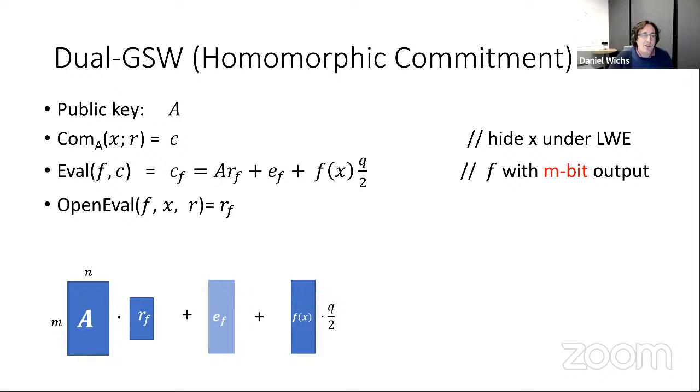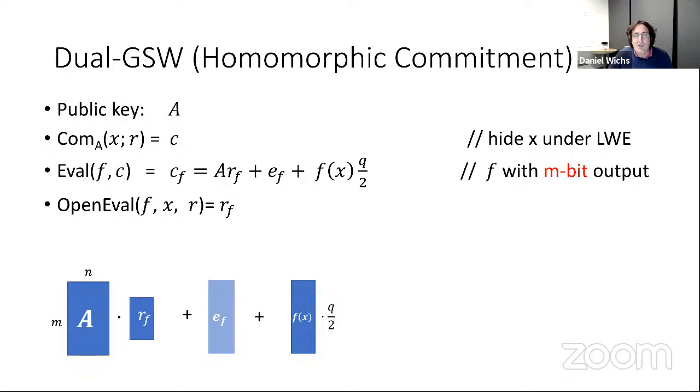And I can open this commitment by giving you the value R sub F. You can subtract out A times R_F from the commitment, and you get f of x times q over 2 plus the error, which lets you correct out the error and recover f of x. So essentially, this R_F is a small, succinct opening to the commitment that reveals a much longer output. And moreover, I have an efficient way of computing this value R_F by computing over the openings of the commitment.